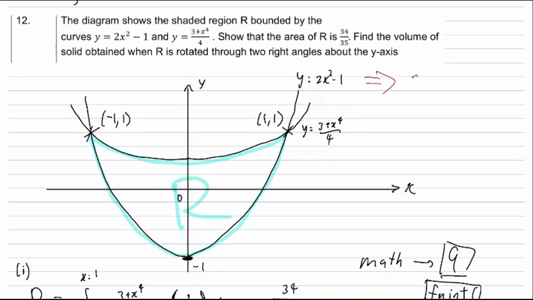Yeah, so let's quickly do that. 2x squared equals y plus 1. Divide by 2, y plus 1 over 2. Then square root, plus minus square root of y plus 1 over 2. Oh no, there's a plus minus. Which one do we use? Which is plus, which is minus?